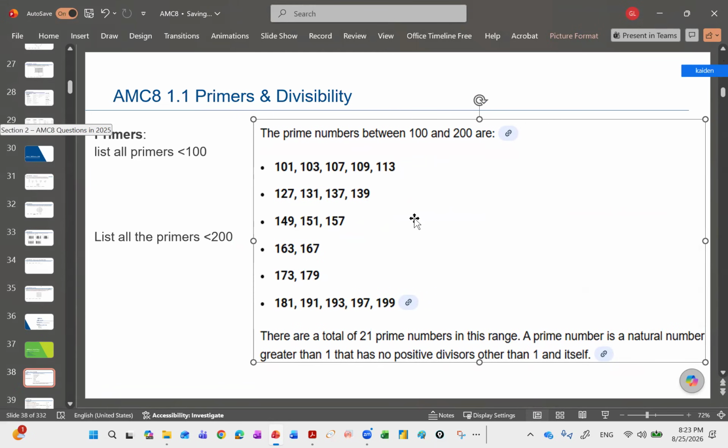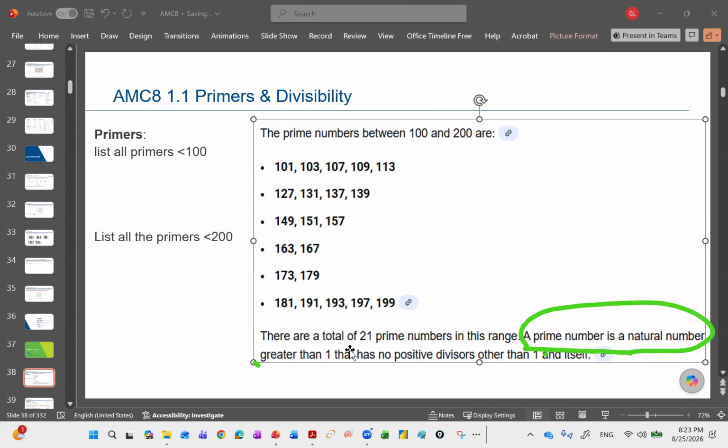You can see the bottom part here. A prime number is a natural number. First, a natural number should be positive, right? Greater than 1. It has no positive divisors other than 1 and itself. Make sense? So we define a prime number as a natural number, greater than 1, with no positive divisors other than 1 and itself.